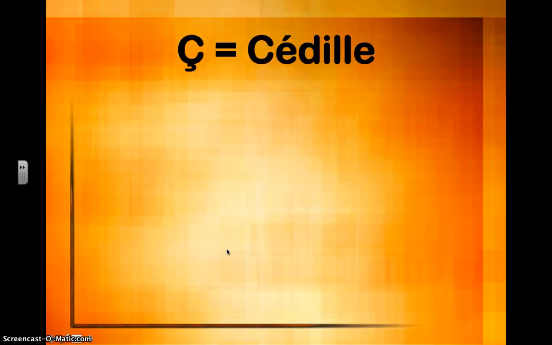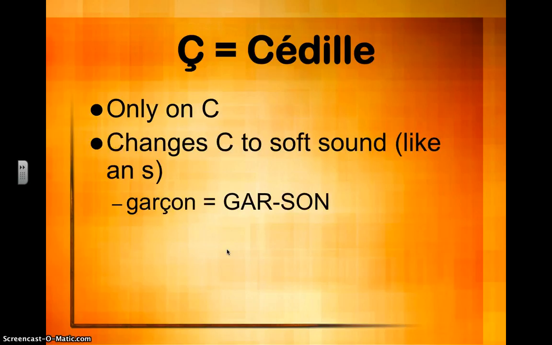All right, our last little accent is the cute little tail of the cédille. This will only be found on the letter C. So you notice that's a consonant. And what it does is it changes that C sound to a soft sound, it's called. The hard sound of a C would be a K, but when you see the accent cédille, that's telling you, no, pronounce this like an S. So for example, the word for boy, garçon, makes it soft.